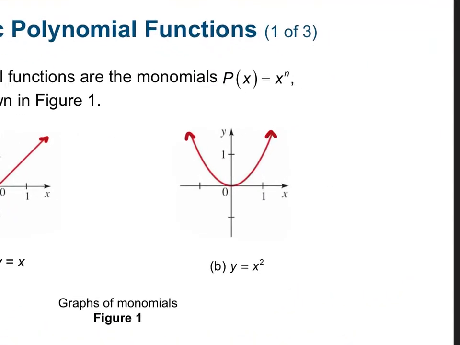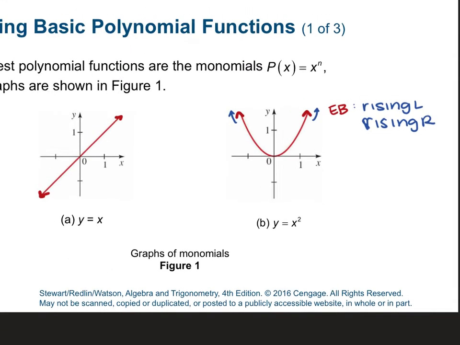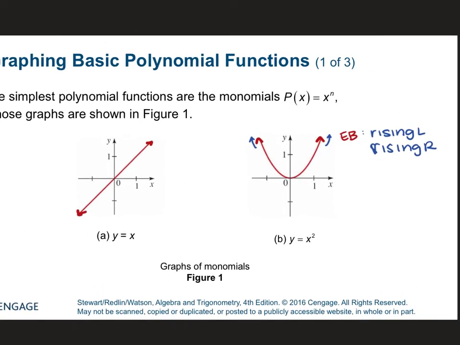So if you look at y is equal to x squared, you have an end behavior here that both of these lines are going up. So they are both rising to the left and rising to the right. So you can say that it's just rising left and rising right. We're going to get into end behavior notation as well, which this rising left, rising right will help you to understand.